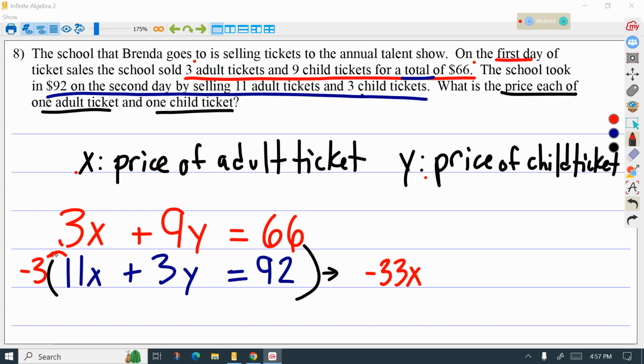Then we do 3 times the 3y, and that's going to give me plus 9y. And then I do have to do 3 all the way times this one, right? Times 92, and that's going to be a negative. Oh, and it looks like I forgot to change the sign of this one, right? So again, negative 3. I usually say this out loud to make sure I don't mess it up. Negative 3 times positive 3, that would give me negative 9.